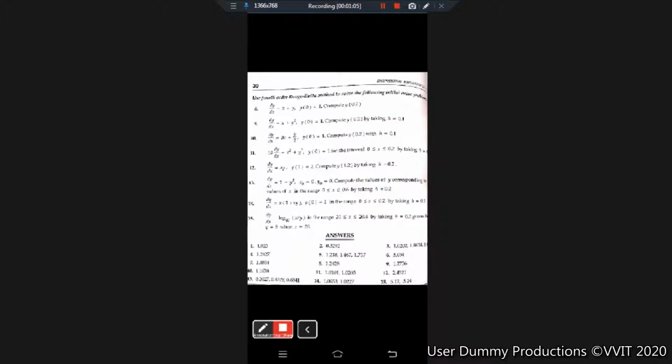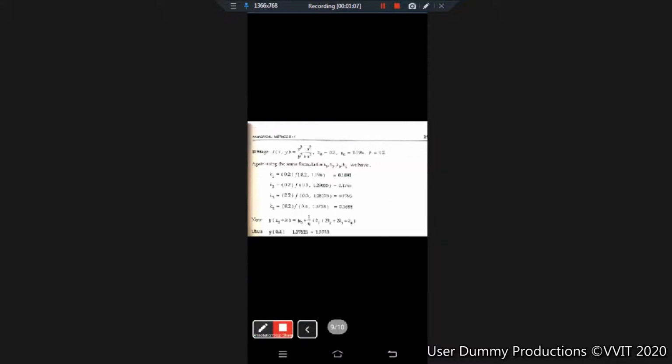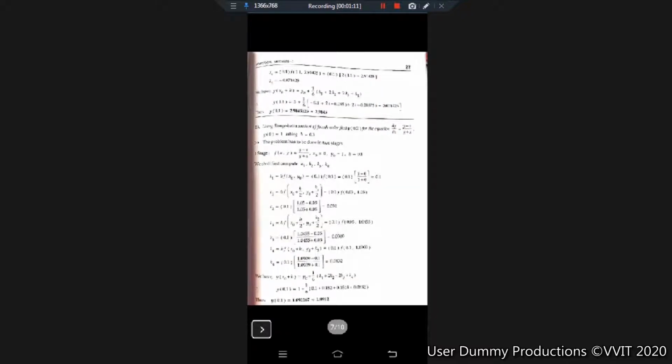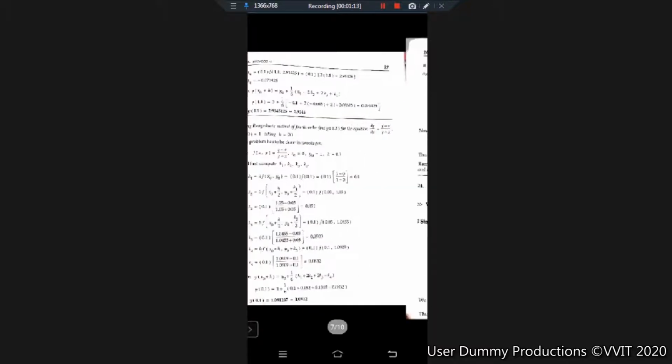So that's it about that. Now let us come back to the 8th one. That's what I told, right? They have not mentioned the stage, so you can directly take 0.2 as one stage. The 8th one I told you, right? The 8th, 10th, and 12th are one stage problems directly.